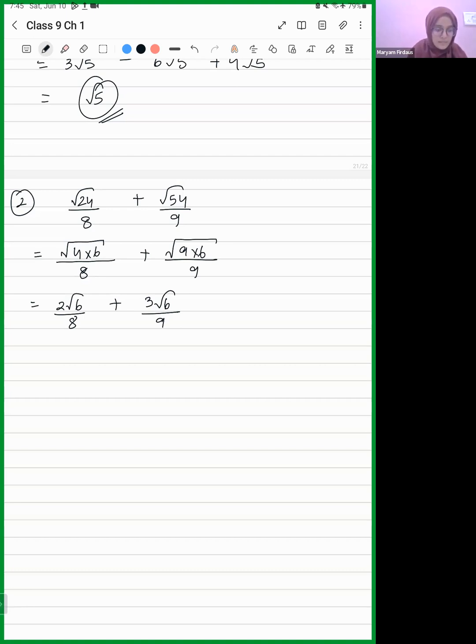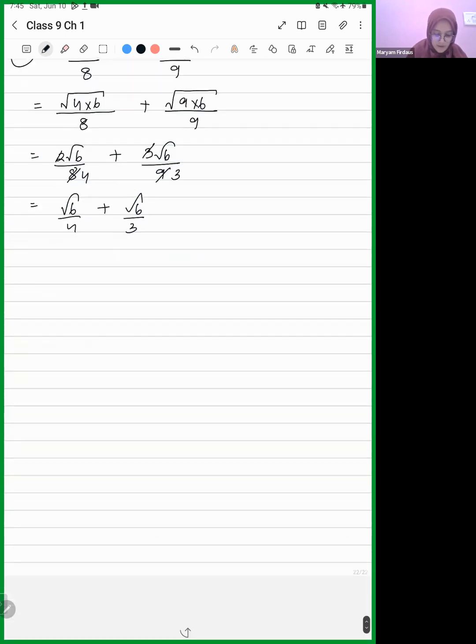Ma'am, root 6 by 3. Yes. And root 6 by 3, no, first, ma'am, one. I'm doing the second one. Acha, first. Okay, okay. Ma'am, this second one is root 6 by 4 and root 6 by 3. Good. Then final answer.